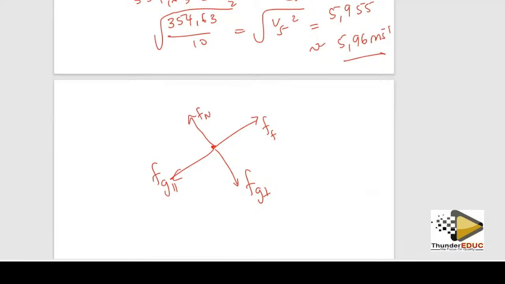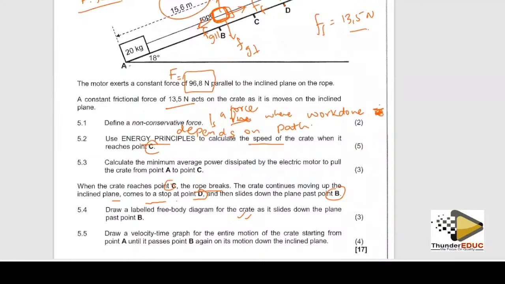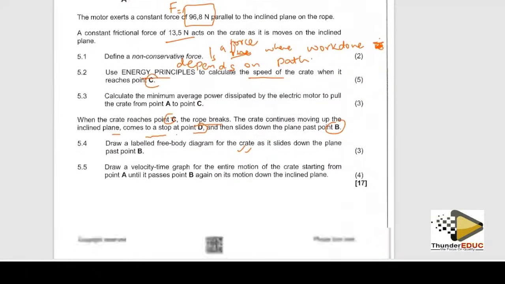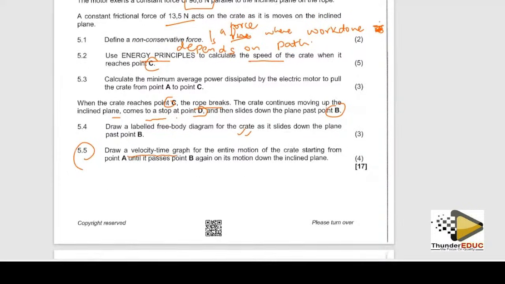So just that. How many marks is it? The question is 3 marks for 4 forces. It's reasonable. Then 5.5, they want us to draw a velocity-time graph for the entire motion of the crate.